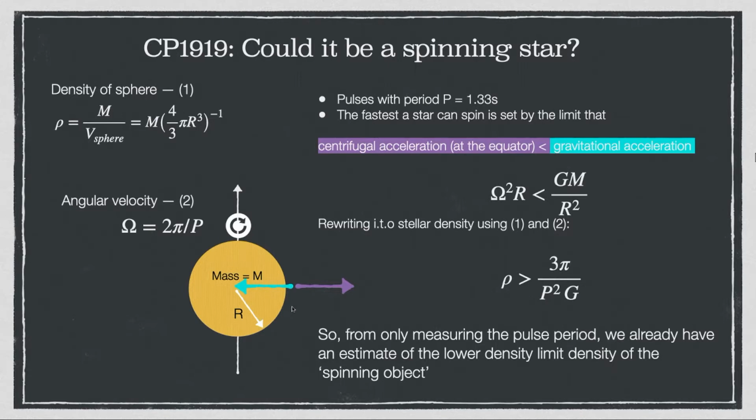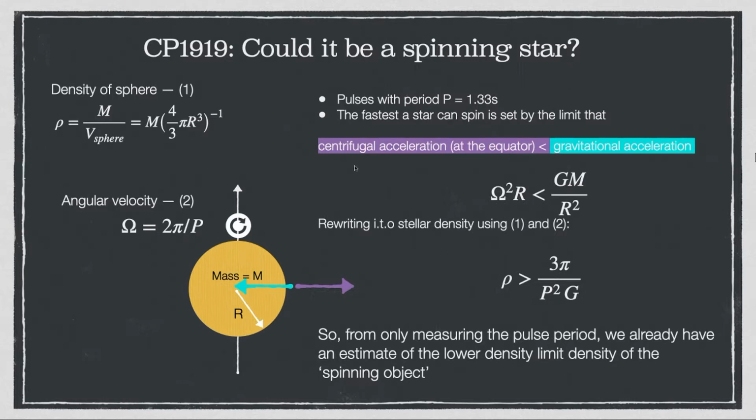Then there's kind of two forces that keep the star from tearing apart, right? There's the gravitational acceleration, so that's shown here in cyan. That force just depends on the mass and the radius of the star itself, along with the gravitational constant, and that's the inward force keeping the matter of the star together. But then counteracting that, as you're spinning faster and faster, there's this centrifugal acceleration, right? And this force acts to basically strip particles off the surface of the star.